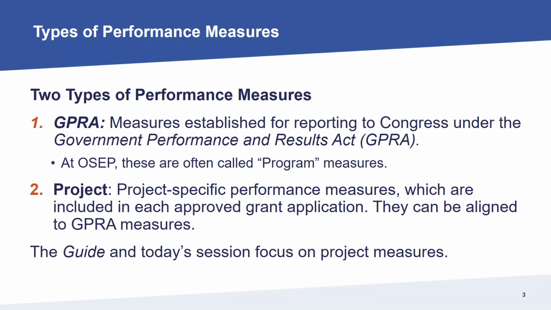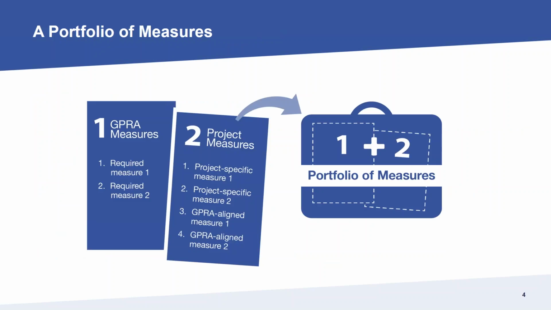Project measures supplement GPRA performance measures and are identified by the grantee as important indicators of progress in relation to the goals of the project. Project performance measures are specific to the project. Today, we'll discuss the Grantee Guide to Project Performance Measurement, which presents an approach for helping OSEP grantees develop high-quality project performance measures and explains how GPRA and project measures are used together to meaningfully track program and project performance.